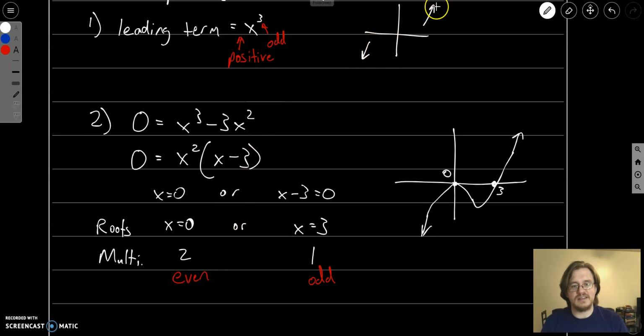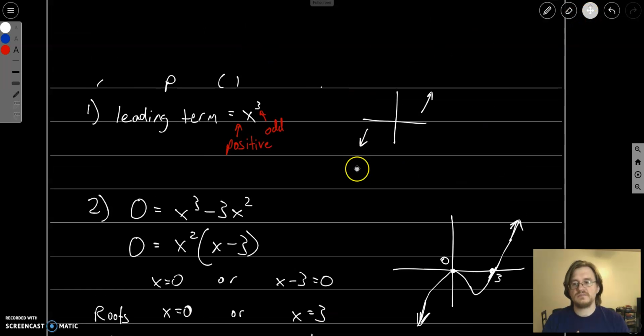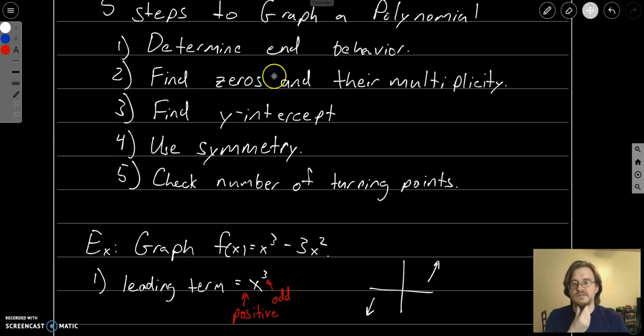We've got the end behavior, so we know we have to be coming down to the left, and we have to be going up when we're going to the right. We have to touch 0 but turn around because this has an even multiplicity at this root. And at 3, we're going to cross right through the x-axis because we have an odd multiplicity. So that was finding the zeros, as in the roots and their multiplicity.